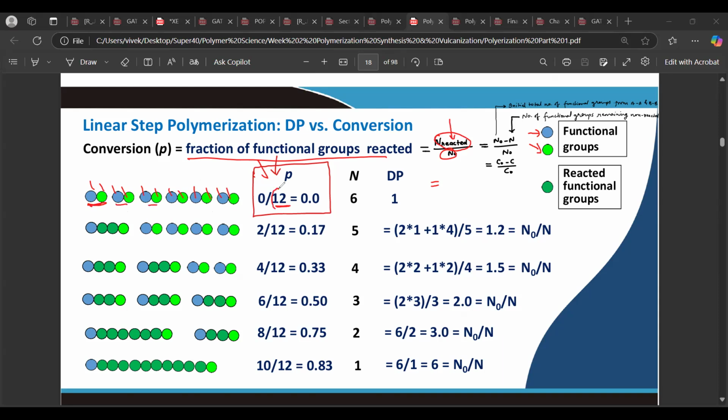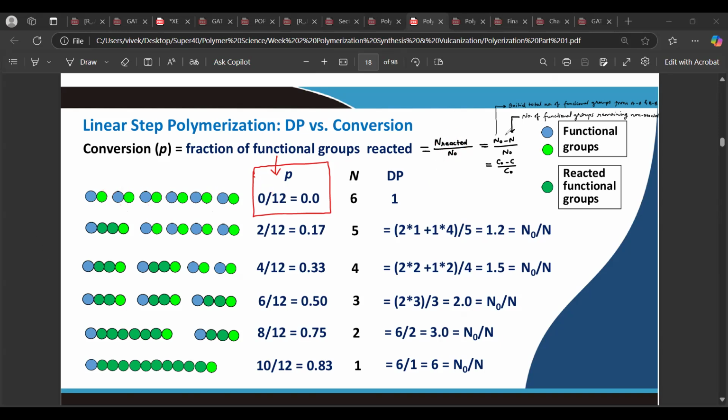So you take the total functional groups. N naught is the total number of functional groups at the start of the reaction, and the reacted is the number of functional groups reacted after the reaction. That's it. So reacted by 12 is your p. That's your basic understanding, right?